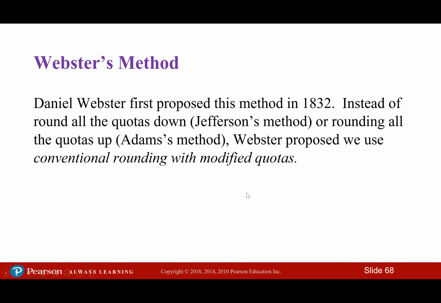All right, Daniel Webster. I believe he was in education. I think that's the person that made the Webster's Dictionary. That's Daniel Webster. He proposed, in the same year as the Adams method, 1832, instead of rounding down all the quotas, Jefferson's method, or rounding up all the quotas, Adams method, why don't we just round like we normally round numbers? Why do we have to round up or down?